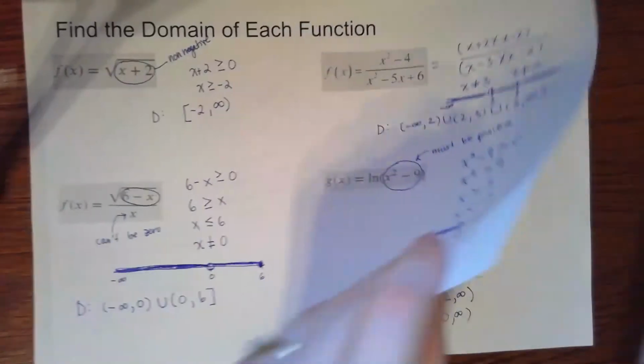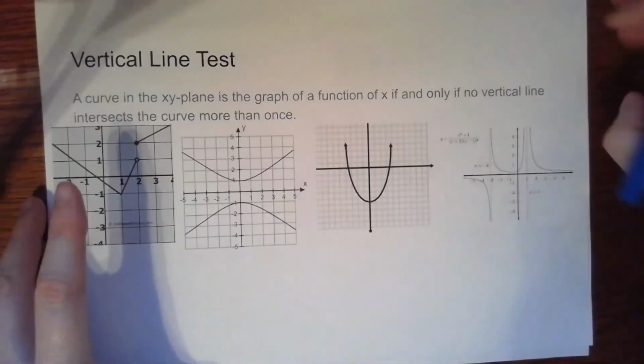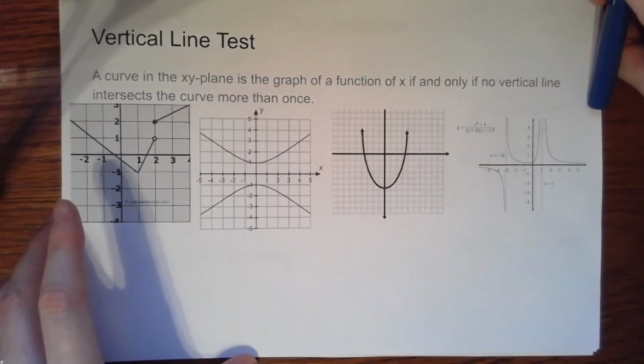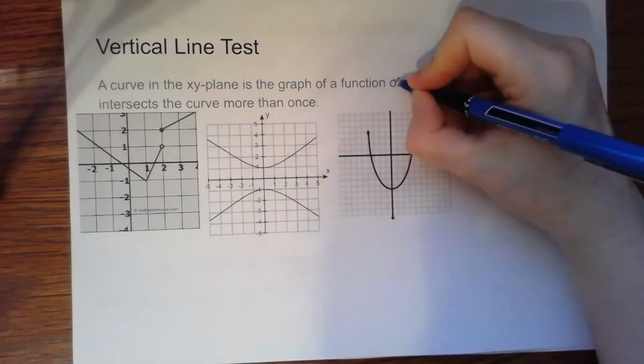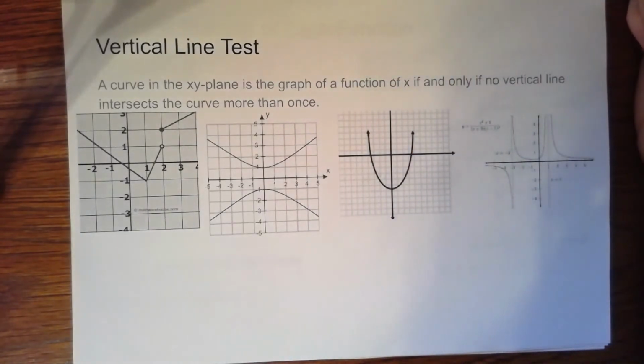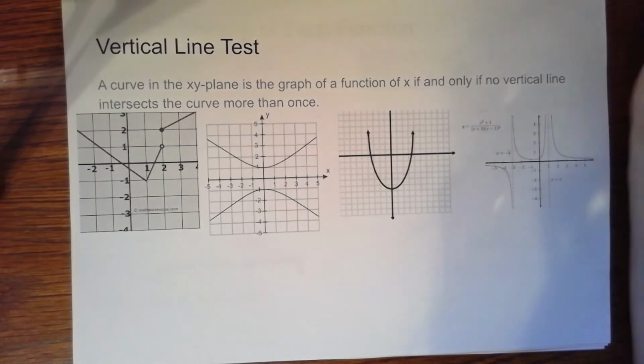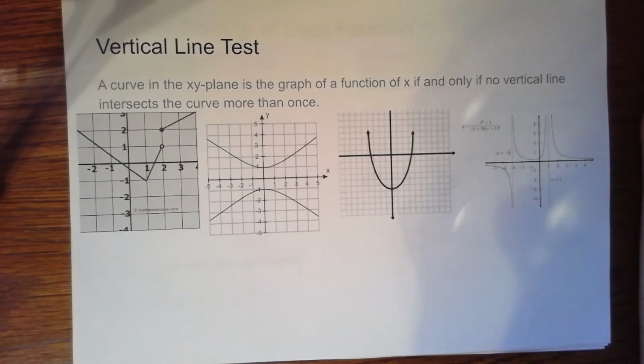And we already talked a little bit about the vertical line test, but here it's written out. It's in its definition. So a curve in the xy plane is the graph of a function of x if and only if no vertical line intersects the curve more than once. So let's look at a few different examples and we'll decide if they're functions based on whether they pass the vertical line test.